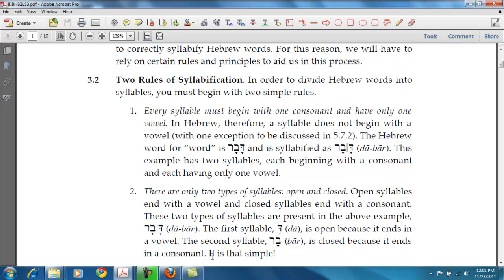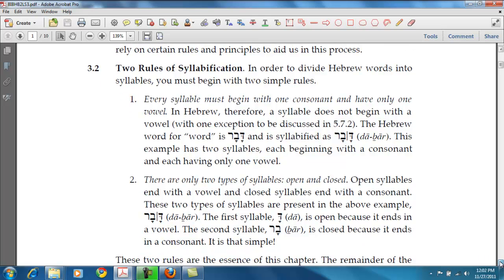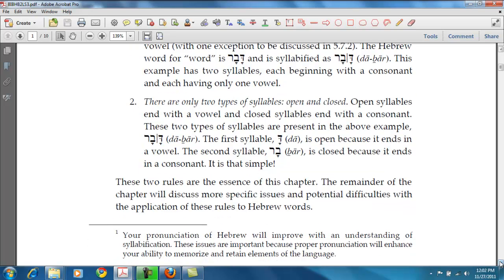And it's that simple. Basically, the two rules are that Hebrew syllables have to start with a consonant and have one vowel, and there are two types of syllables, open and closed: either a consonant-vowel syllable or a consonant-vowel-consonant syllable, as we have in var. And that's basically the essence of this chapter.